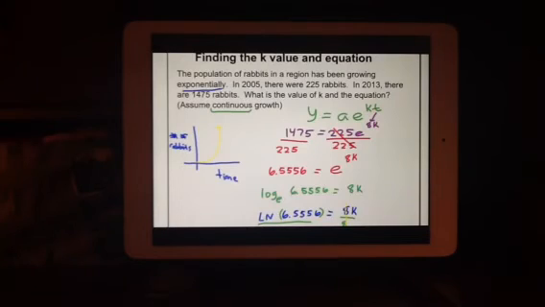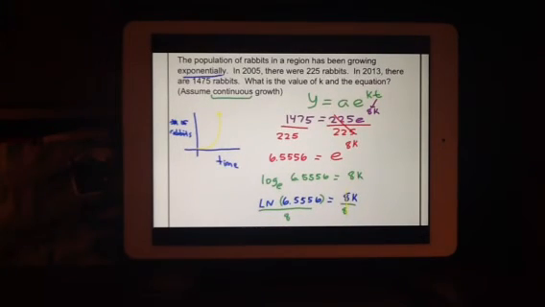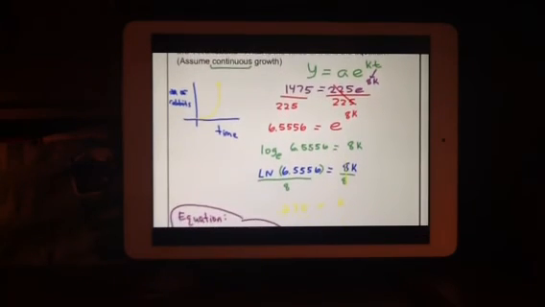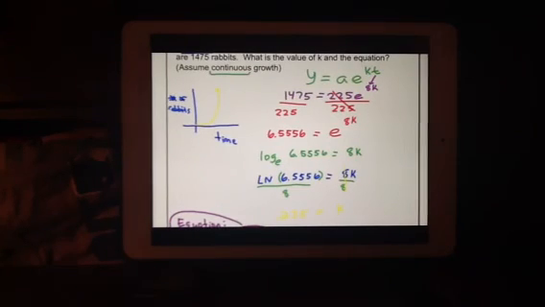Your calculator has the LN button. The natural log of 6.5556 equals 8k. And we'll simply divide both sides by 8 to solve for k. You can enter it in your calculator, making sure that you have the parentheses around the 6.5556, because you're just taking the natural log of that number, close parenthesis, and then divide that answer by 8. That should give you your k. The k value turns out to be about 0.235. That's the ln of 6.5556 divided by 8.